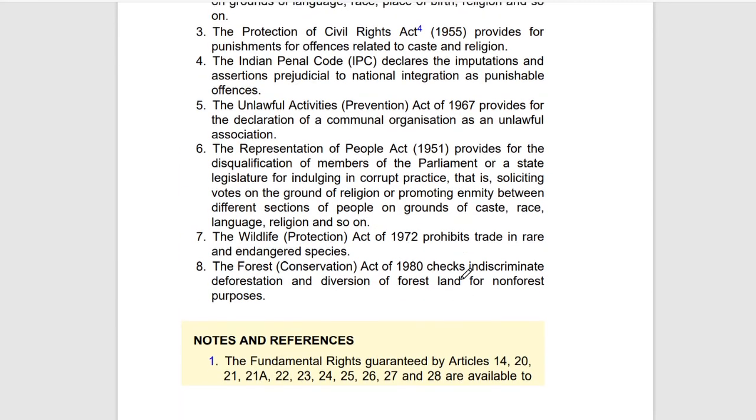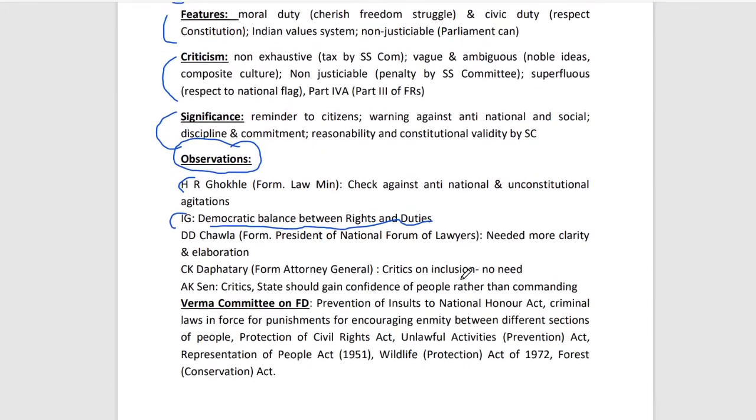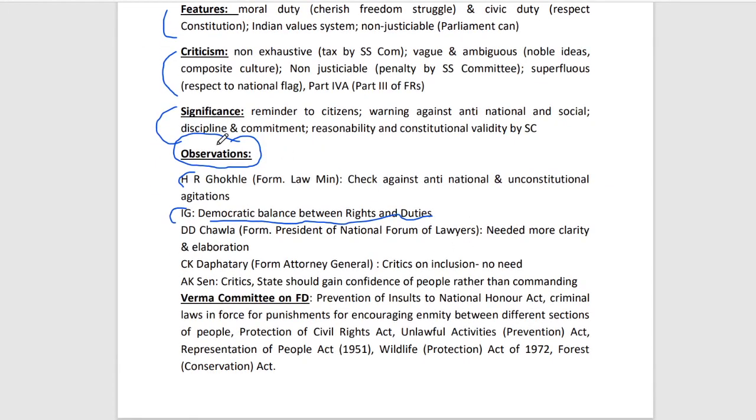So see, I have made a separate note in my note making sheet, that is called observation. In observation, I put first H.R. Gokhale, then Indira Gandhi, then D.D. Chawla, then C.K. Daphtary, and then at last A.K. Sen. So this is called consolidation of notes.